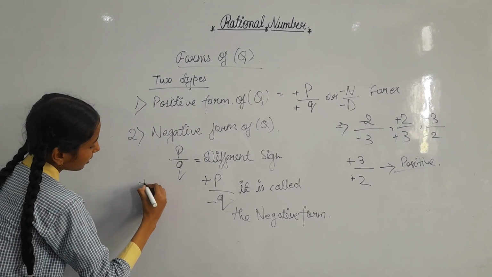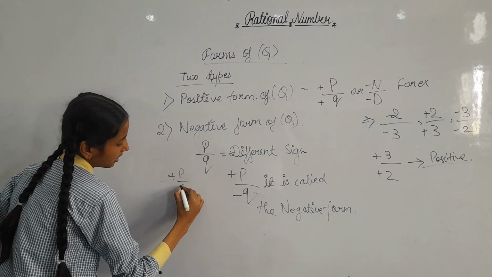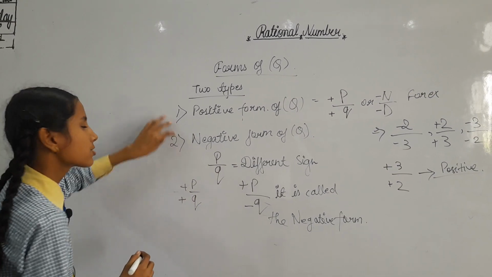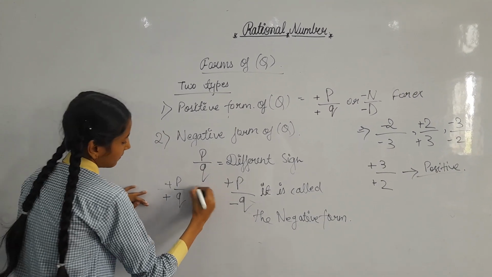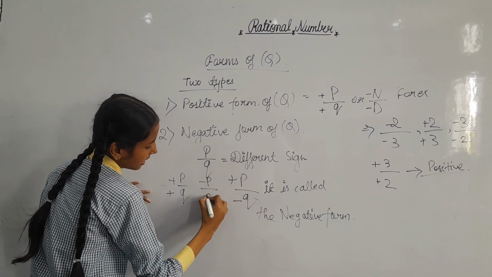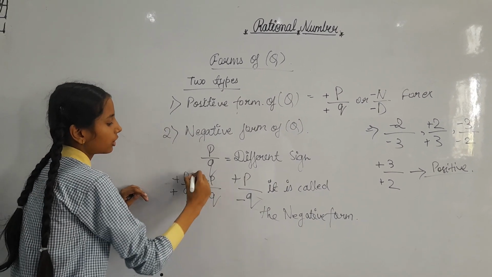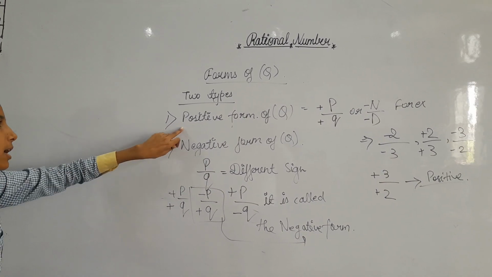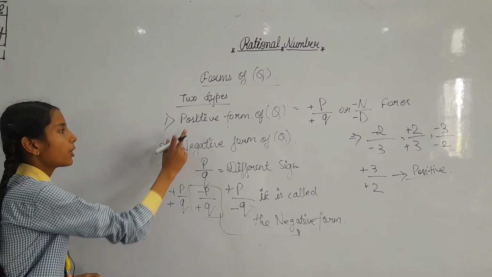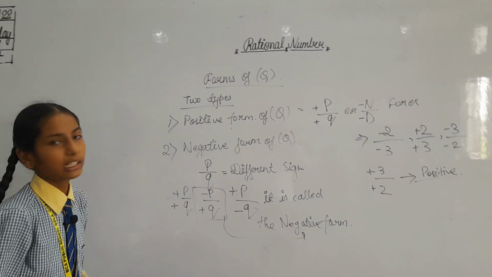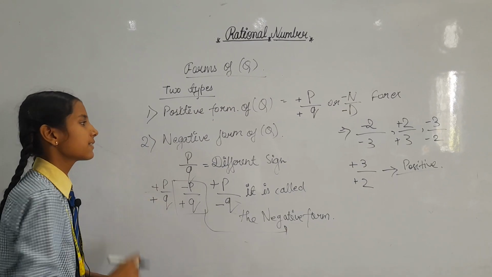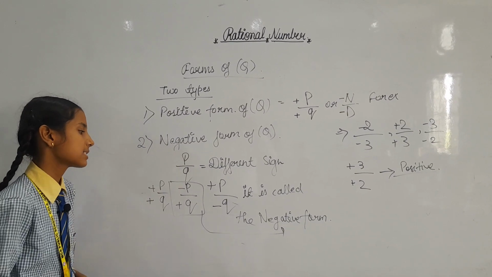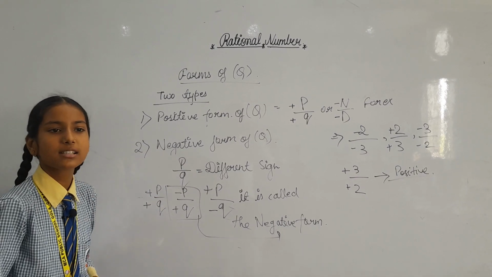And if p has a plus sign and q also has a plus sign, it is called a positive form. If p has a minus sign and q has a plus sign, it is called a negative form of rational number. Difference between positive and negative: positive says the numerator and denominator have the same sign, but the negative form of rational number says that the numerator and denominator have different signs.